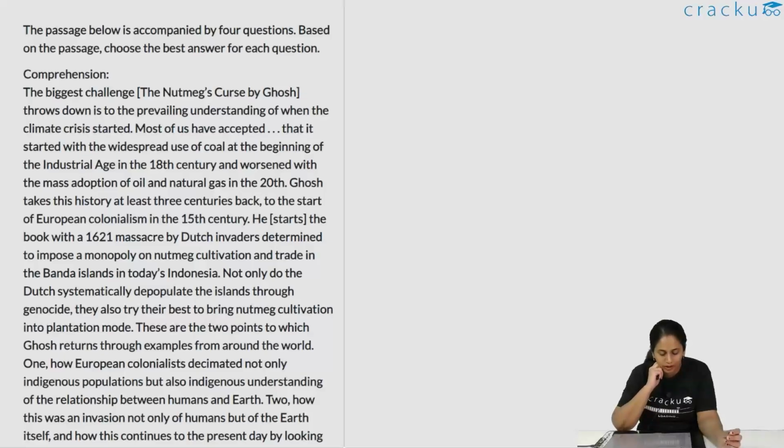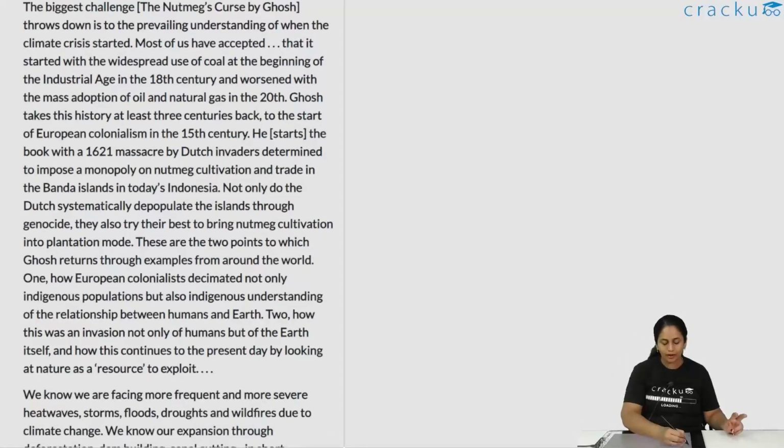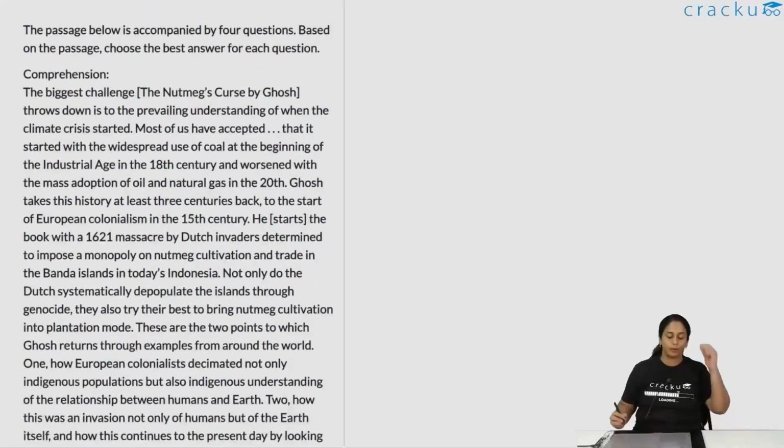Not only do the Dutch systematically depopulate the island through genocide, they also try their best to bring nutmeg cultivation into plantation mode. These are the 2 points to which Ghosh returns through examples from around the world. One, how European colonists decimated not only the indigenous populations, but also the indigenous understanding of the relationship between humans and earth. 2, how this was an invasion not only of humans, but of earth itself, and how this continues to the present day of looking at nature as a resource to exploit.